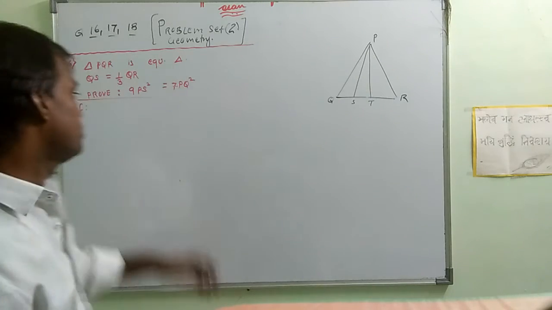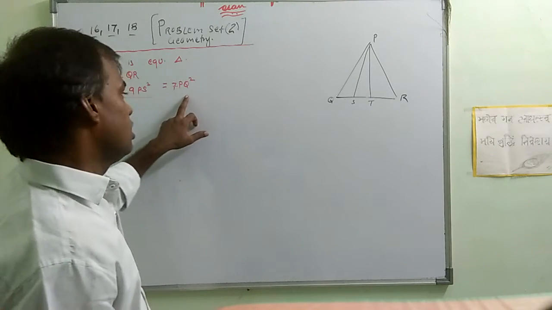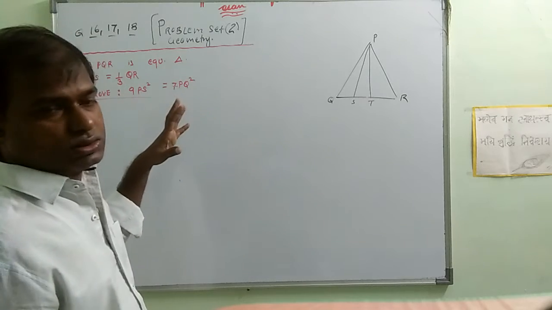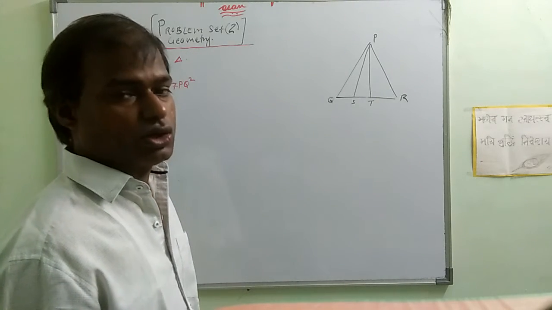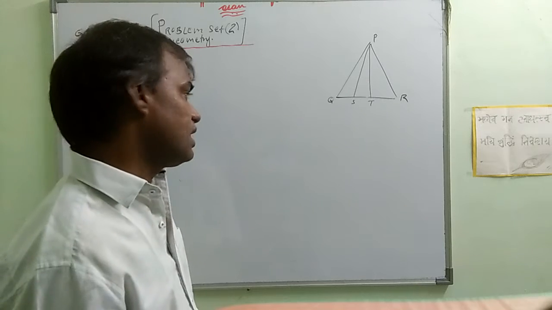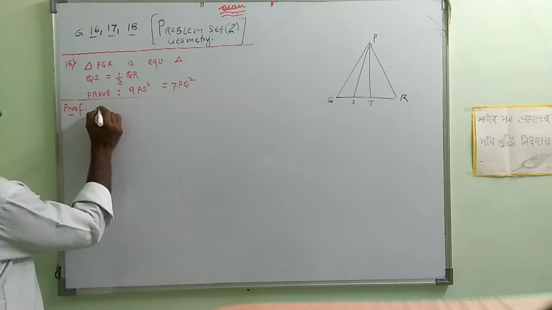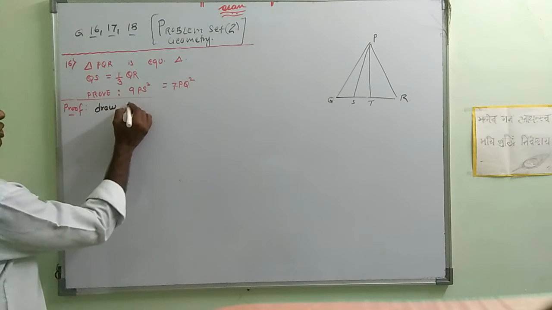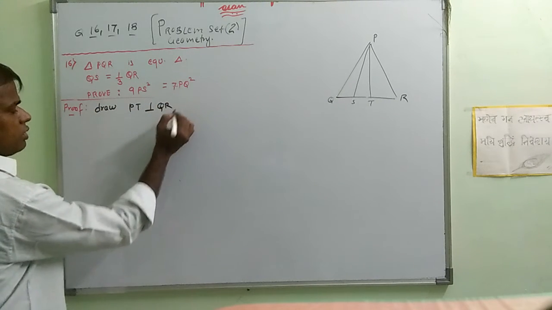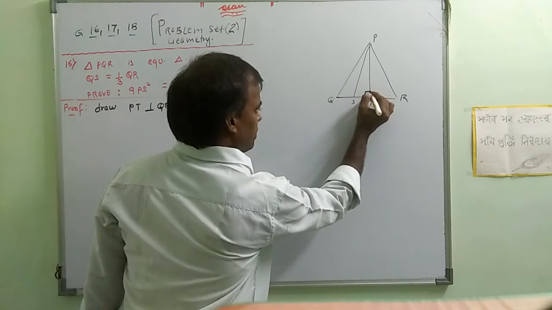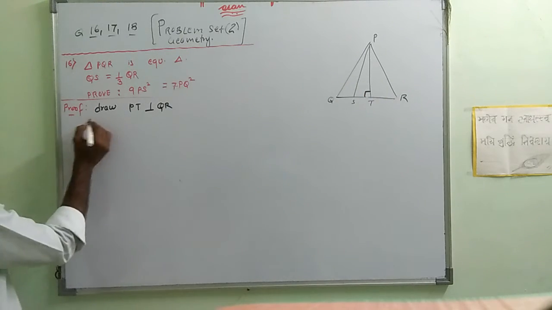So they want us to prove 9PS square equals 7PQ square. But until and unless there is a 90 degree angle, we cannot have a right angle triangle and we cannot use Pythagoras theorem. For that, a little bit of construction. Draw PT perpendicular to QR. So this angle becomes 90. This is one thing.